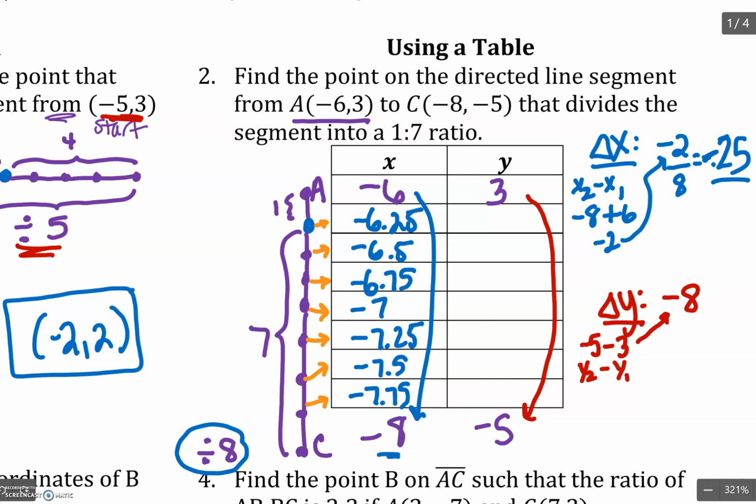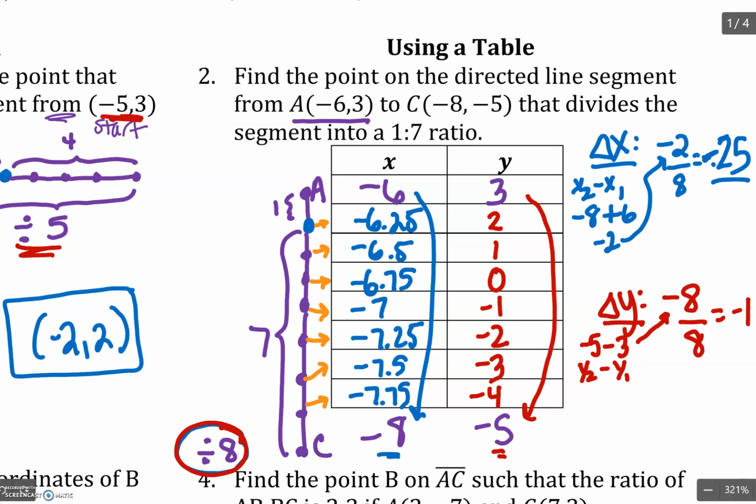Okay, and we're going to divide it into the 8 pieces again, meaning we'd have to subtract 1 to get from each part of the table to the next line. So 3 minus 1 is 2, minus another 1 is 1, minus 1 again, and continue to subtract 1 until you see we land on negative 5.